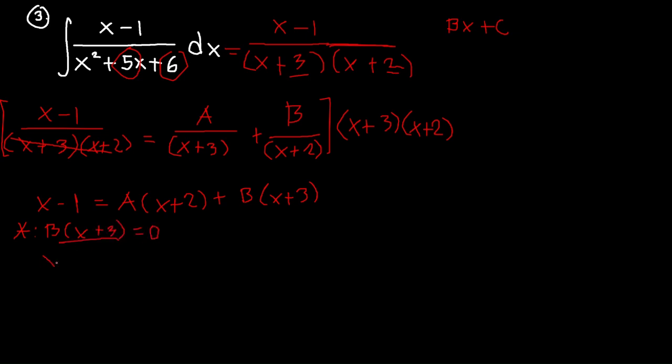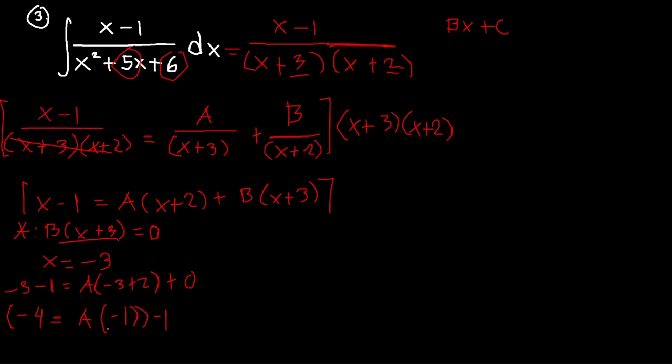So here we can just write x as negative 3 because negative 3 plus 3 is 0. Then we have x is equal to negative 3. Substitute negative 3 into this equation. Negative 3 minus 1 equals a times negative 3 plus 2, plus 0 because b is now 0 when you multiply it by itself. Then this is going to be negative 4 equals a times negative 1. Then you can divide both sides by negative 1. You will still get a is equal to 4. So that is for our first letter.